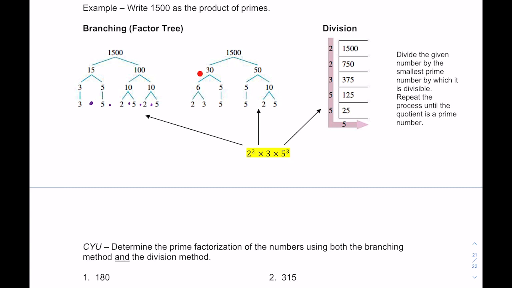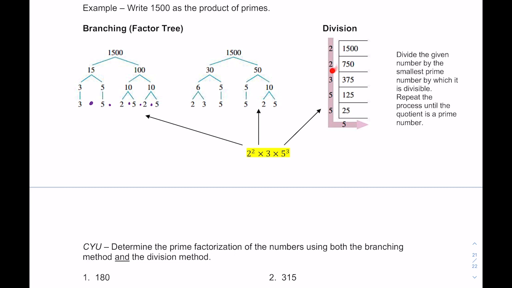And you can see here, here's another factor tree using different numbers. You still end up with the same answer. The division method, what you do is you divide the number you start with by the smallest prime number that will go into it, that's divisible. So 2 goes into 1500, right? Because it's even. And 1500 divided by 2 is 750.